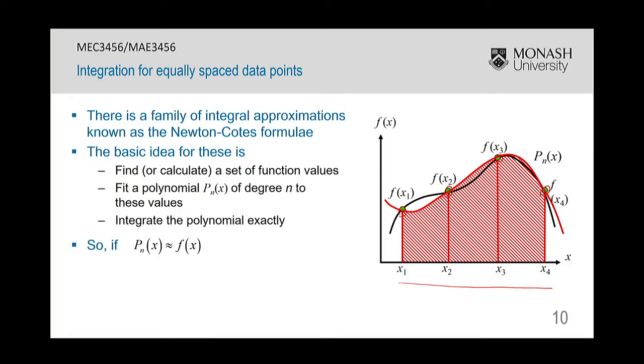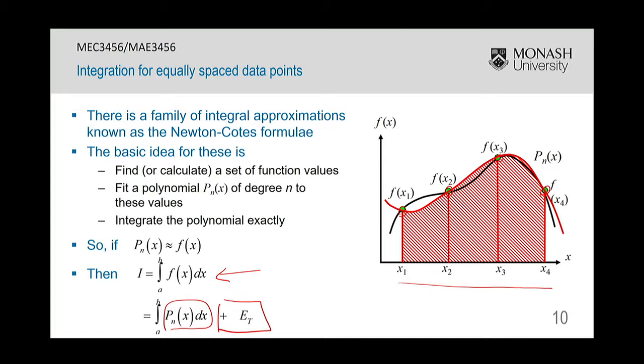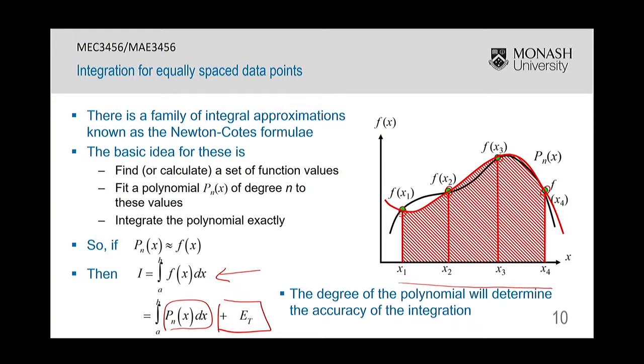So if our polynomial is approximately equal to f of x, and we'd like to think it is, then the integral we are trying to calculate, the integral of f of x, is approximately equal to the integral of our polynomial, but there will also be an error term. And the way in which this error term changes as we change the spacing of our points is very important. Also important is that the degree of the polynomial is going to determine the accuracy of our integration.